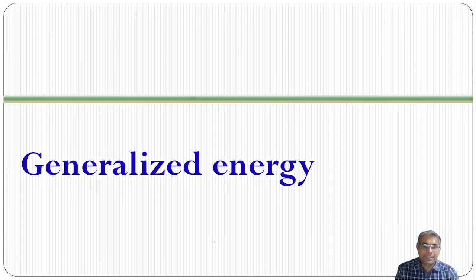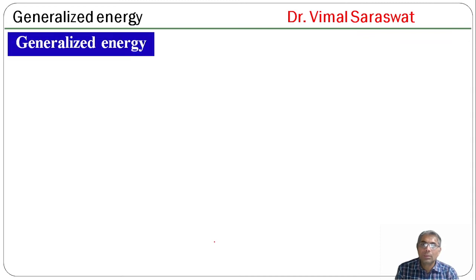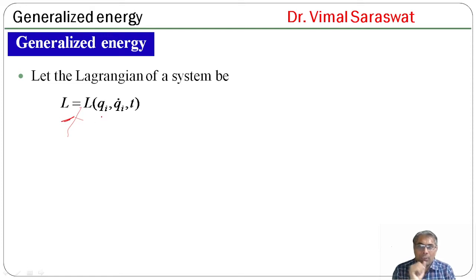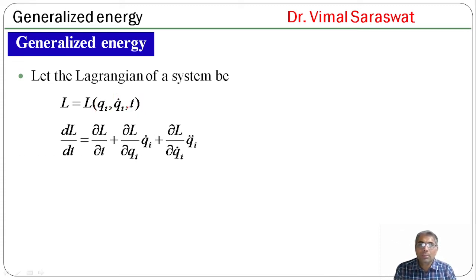Now next is generalized energy. So what is generalized energy? Let the Lagrangian of a system be L, and L is a function of coordinates, velocities and time. That is, L is a function of qi, qi dot and t. Now if we differentiate L with respect to time totally, then dL upon dt is equal to del L upon del t plus del L upon del qi into qi dot plus del L upon del qi dot into qi double dot.